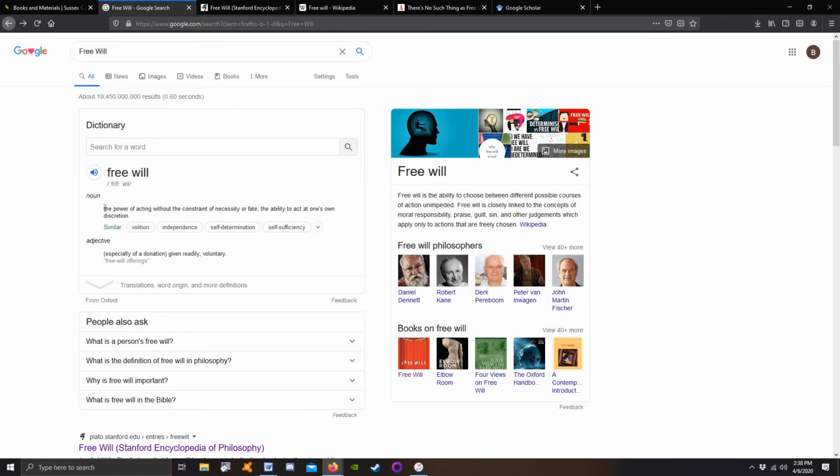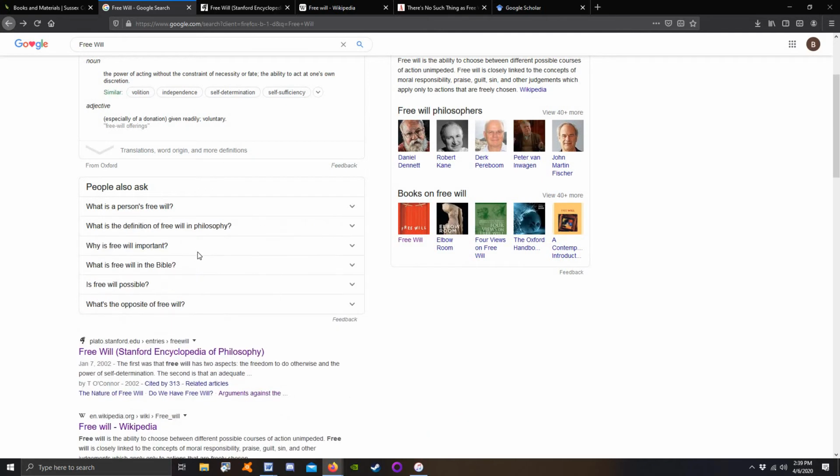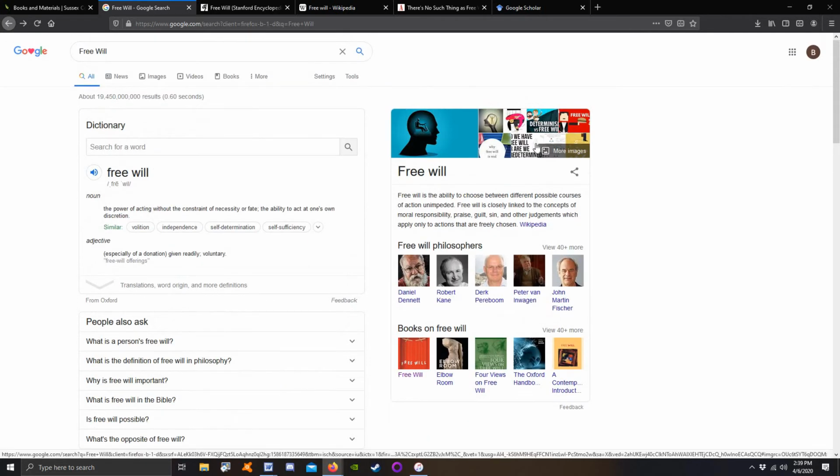We get a dictionary definition, which I don't recommend that you use. Unless you're going to talk about etymology, it's really not all that helpful. Look instead for the philosophical definitions. We get people asking questions. What is a person's free will? Which, not helpful.